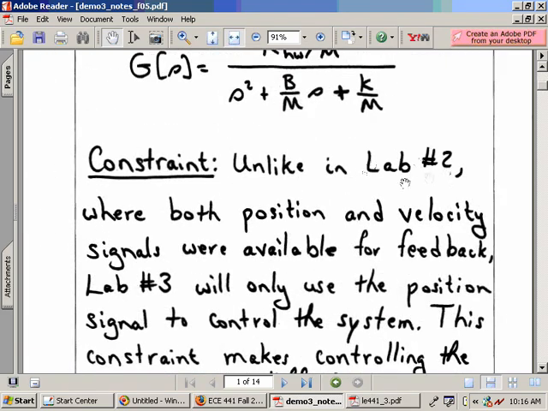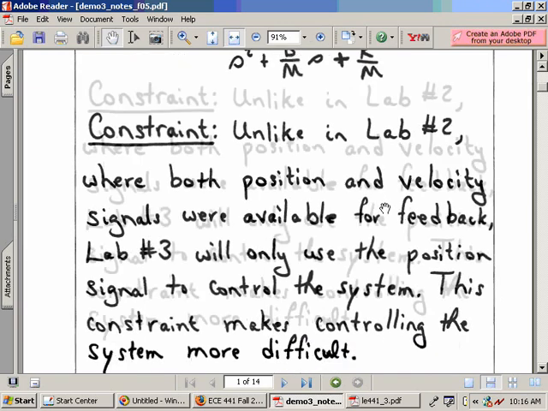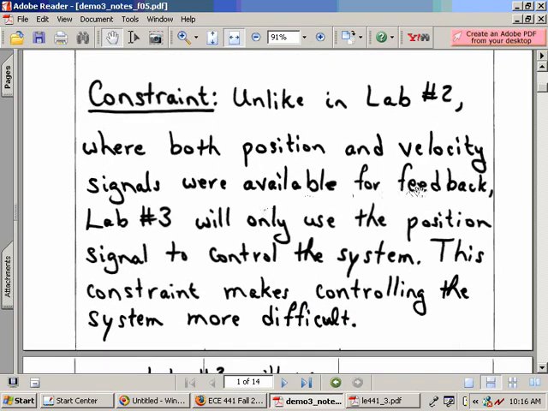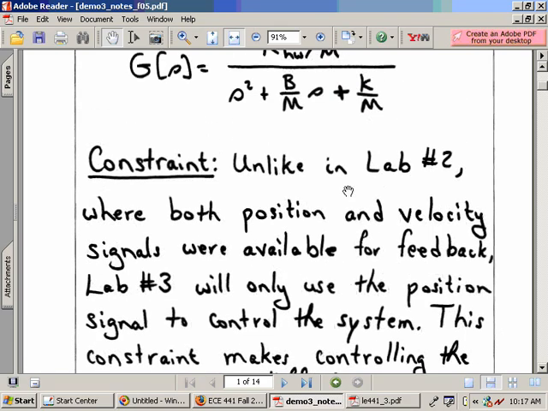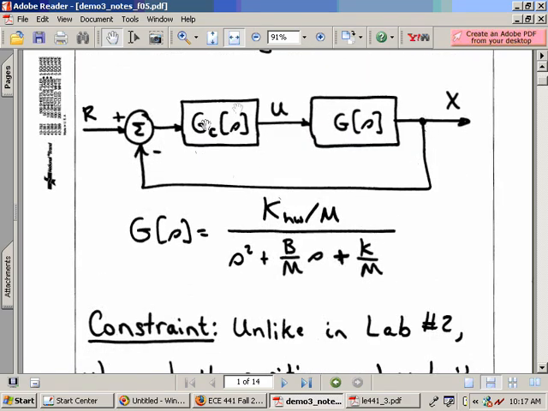And that's what I'm trying to say here, that in lab number 2 we could measure both position and velocity and use those in a feedback setting. Now in lab number 3, all we can do is measure position, and we have to figure out how best to filter that in order to make this system behave the way that we want it to behave, or really change the behavior of our mass spring damper system, which you have identified in lab 1 and actually verified again in lab 2.